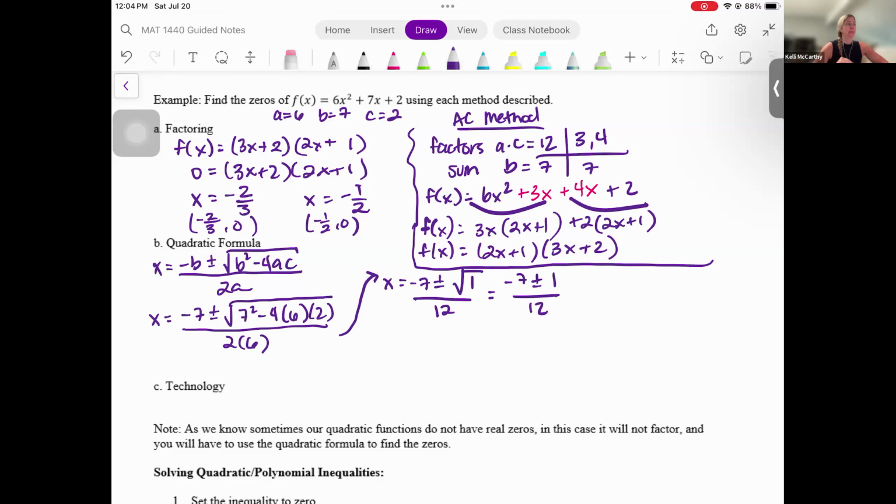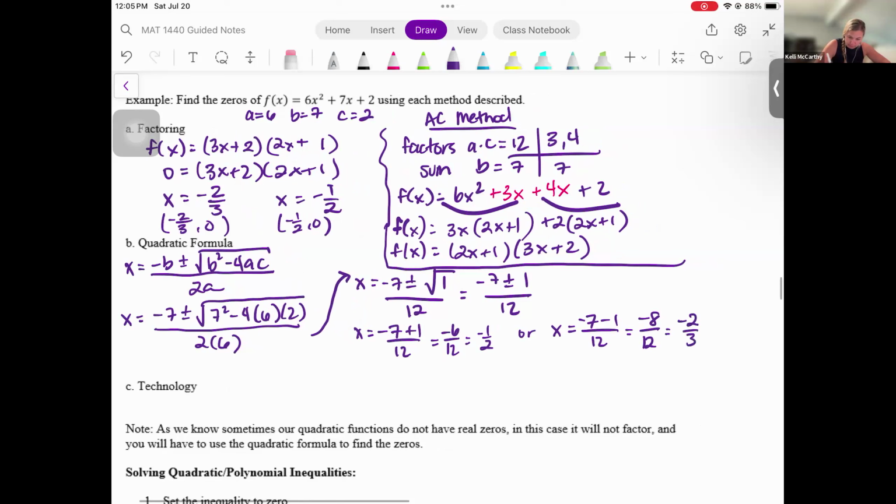That plus or minus sets up our two solutions. So we have x is equal to negative 7 plus 1 over 12. Negative 7 plus 1 is negative 6 over 12, or negative 1/2. Or x is equal to negative 7 minus 1 over 12. Negative 7 minus 1 is negative 8 over 12, which is going to simplify to negative 2/3. So again, we have those same two solutions. Our zeros are negative 1/2 and negative 2/3, which can be written as ordered pairs as well.